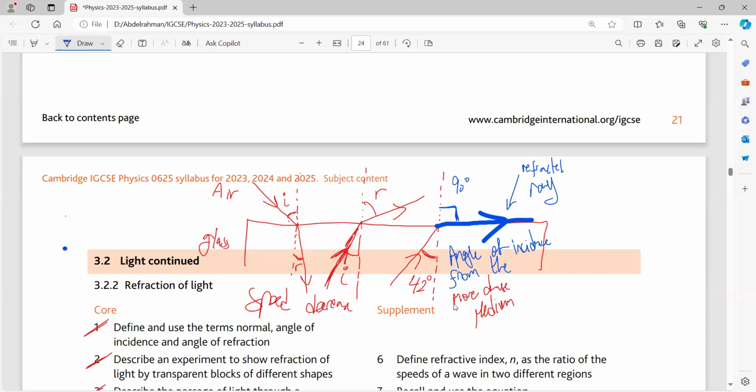That's the critical angle. So the critical angle is 90 degrees? No, the critical angle in this case is 42. This is the critical angle. It's the angle of incidence. It's not the refracted angle. It causes the refracted ray to move along the surface, but it's not the refracted angle. It's the initial angle of incidence. Okay, critical angle.